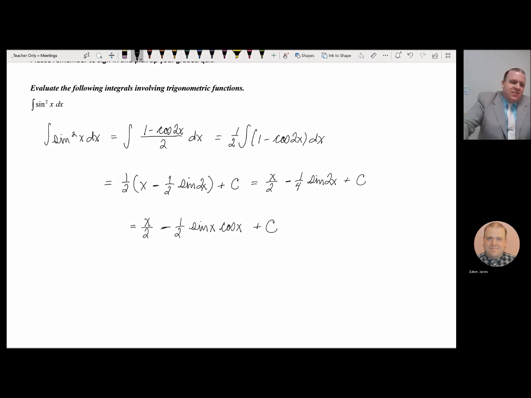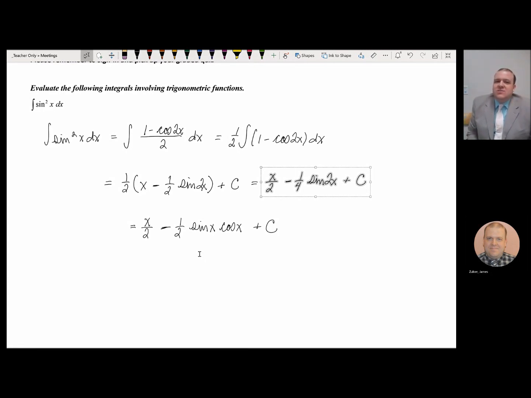Does that mean that that answer is incorrect? No. They're the same answer, just written differently. So you could have that answer. The back of the book will have this answer, and you'll think you're wrong when you're not.